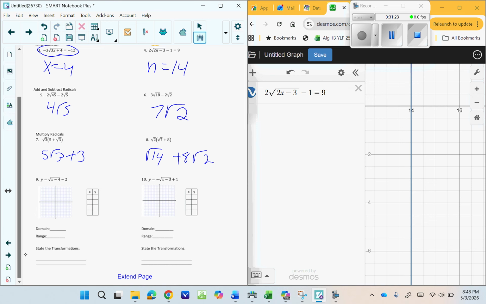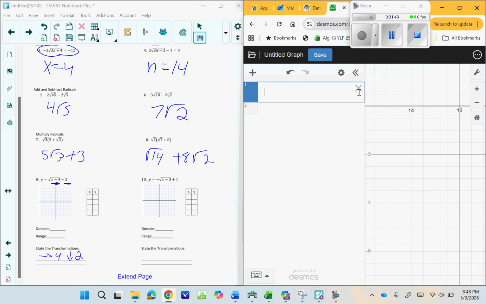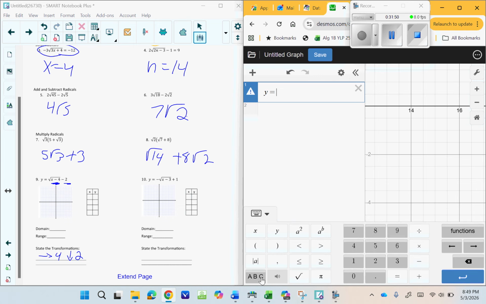And let's kind of start with the transformation. So the first thing I noticed about this is it's going right 4 and down 2. So right 4, down 2. This is the one where your domain and your range is weird, so we're going to hold off on that. I'm going to go ahead and type this into Desmos. So I'm going to say y is equal to the square root of x minus 4, minus 2.